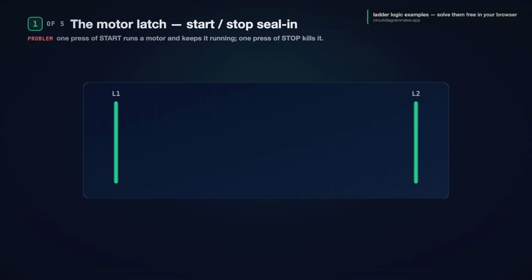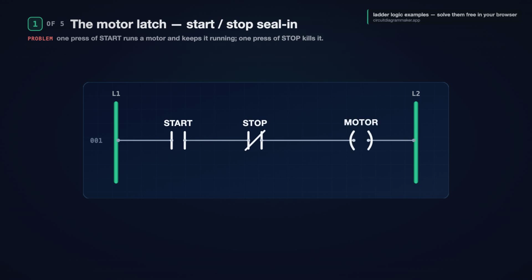Example 1, the motor latch. The problem, 1 press of start should run a motor and keep it running. 1 press of stop should kill it. Here is the rung. A normally open start contact, then a normally closed stop contact, then the motor coil on the right. Press start now.